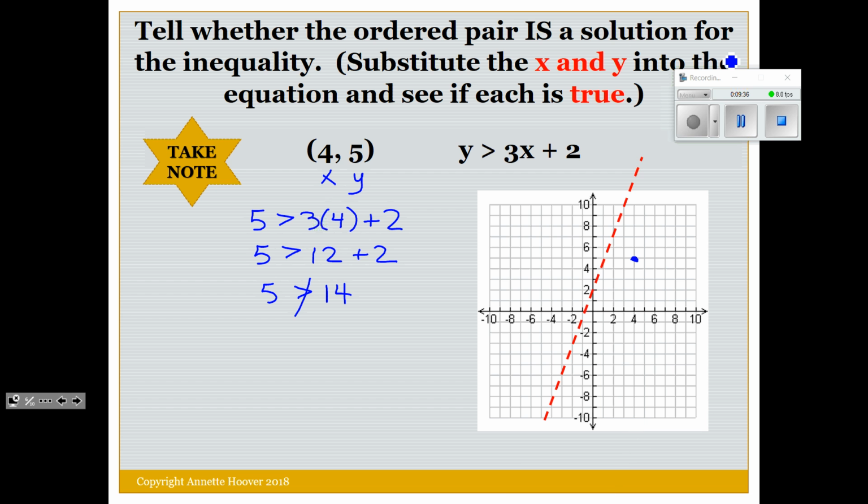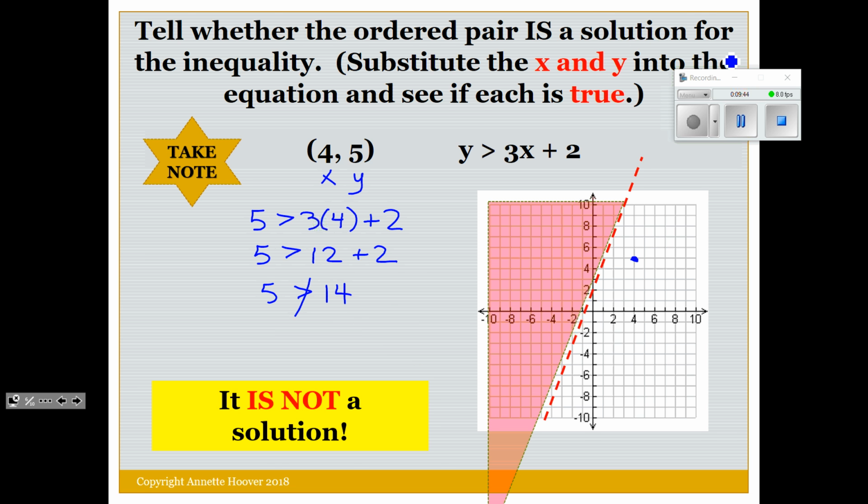So look what happens if we graph it. Here's what it is graphed. Here's what it is shaded. So indeed that was not part of the solution.